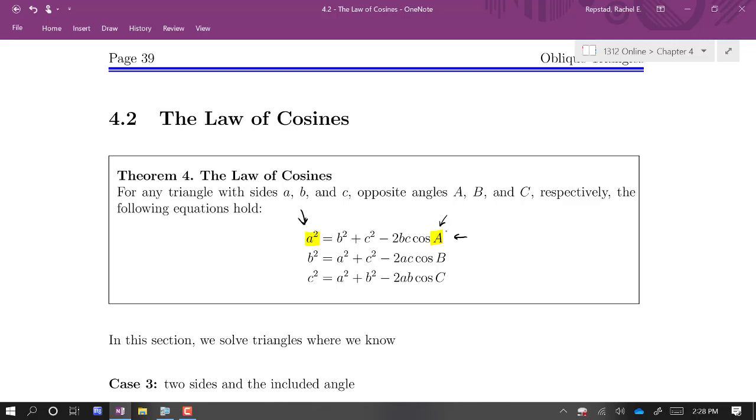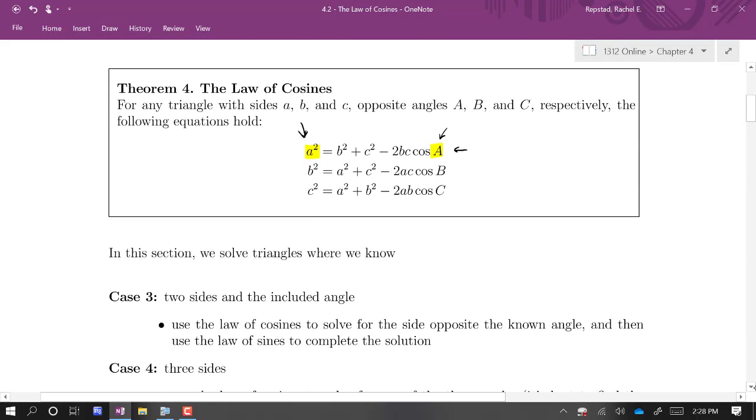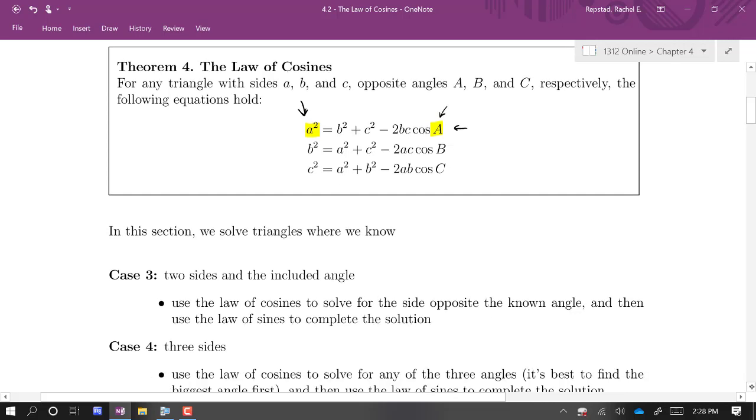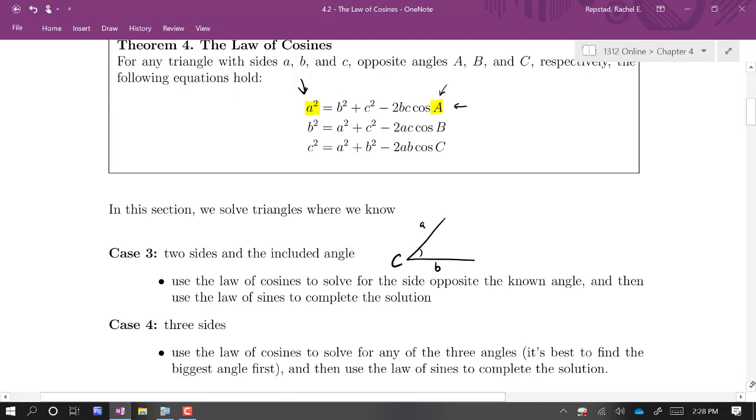In this section, we're going to solve the other two cases. Case 3 is where I have two sides and the included angle, the angle between the two sides, like I know this, and I know this. And then the last case is if I know all three sides but I'm not given any angles.